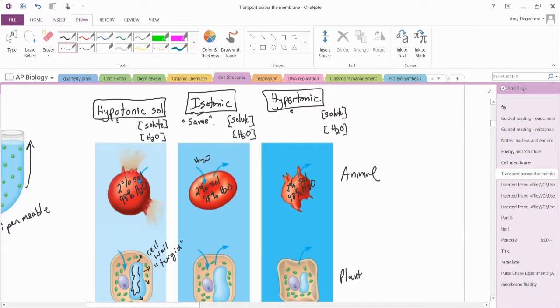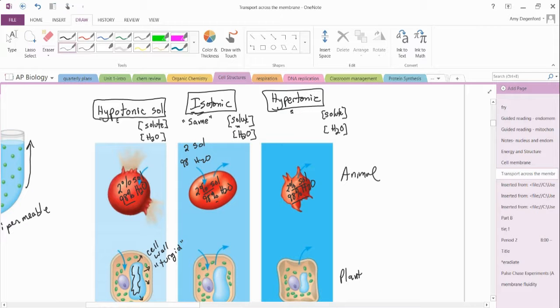So the same amount of solute on the outside and the same solution of water on the outside as the inside. So in all three pictures, notice I used the same. I used 2% solute, 98% water, 2% solute, 98% water, 2% solute, 98% water. So what I'm going to vary is the outside. In this case, because it's the same, we'd have 98% water, 2% solute.